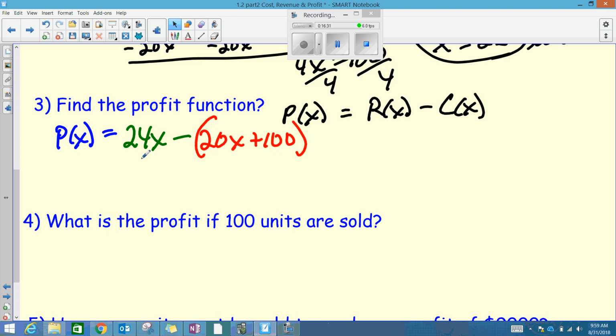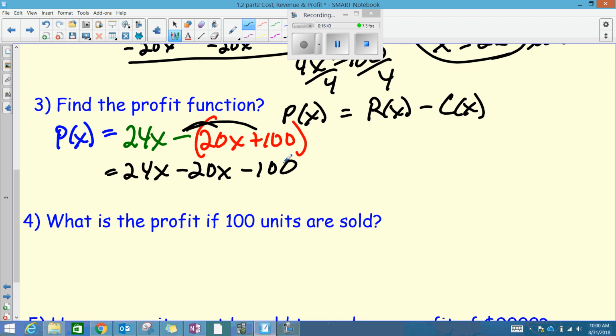So our profit function is our revenue function minus our cost function. If we solve that, we distribute our negative, so we get 24x minus 20x minus 100. I had more students miss that minus 100 on these types of problems than anything else. If we simplify that, we get 4x minus 100. So our profit equation is 4x minus 100. Now we can answer questions about profit, to find out how much money we're going to make. So what is the profit?